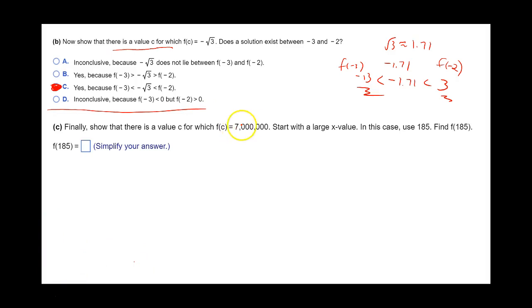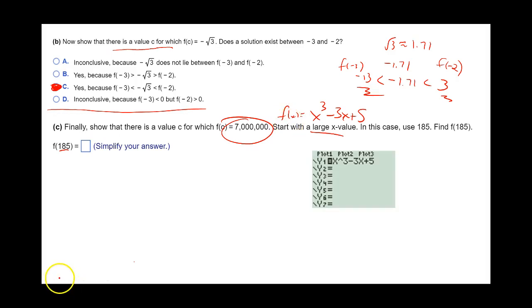Now in part C, we're looking at 7 million. With the number so large, it's definitely going to require a calculator. They tell us to start with the large x value, 185, and plug it into our function. Remember, the function is f of x is x cubed minus 3x plus 5. So they want us to take 185 and plug it in. So we'll definitely use a calculator.